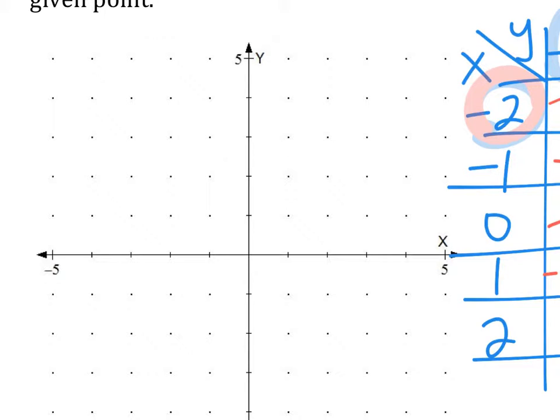All right, now let's go down. Negative 2? Huh? Did I? Positive. Oh, yeah, you're right. Sorry.